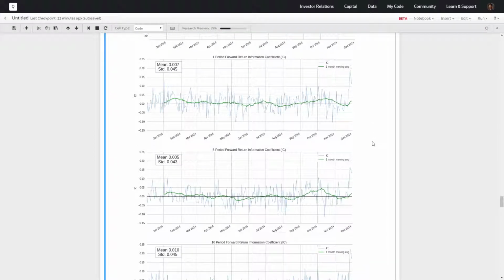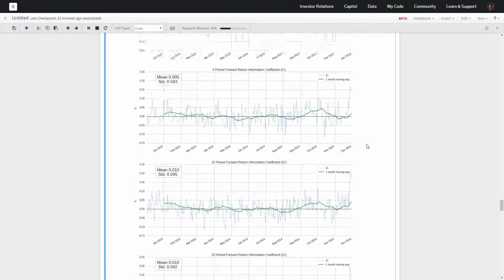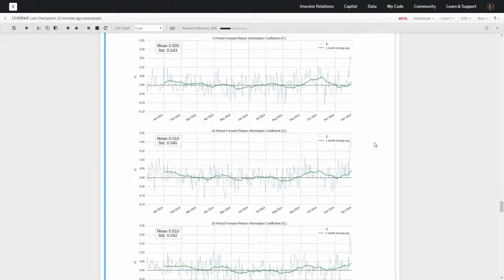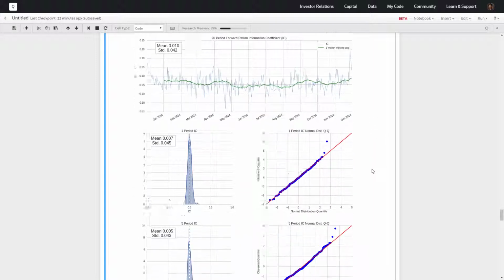Okay, looking at the information coefficient, generally above zero for the 1 day, one period. The 5 period fluctuates around zero, so it's not really exciting. The 10 and also 20 also fluctuate around zero, really.